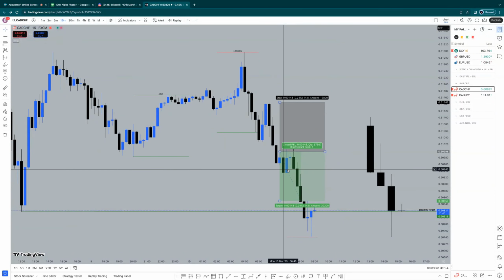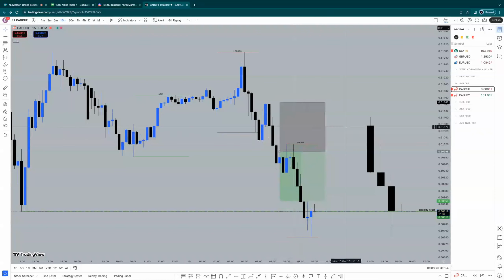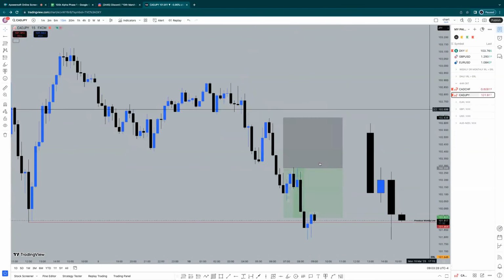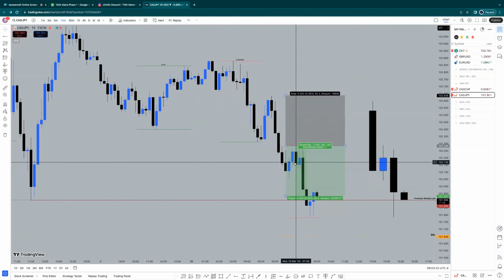Okay, 11 a.m., which was here. Price tags in, absolutely rallies to the downside. Literally no drawdown, and it did it for both pairs. As I said, it was a little bit later, 11:30 here.